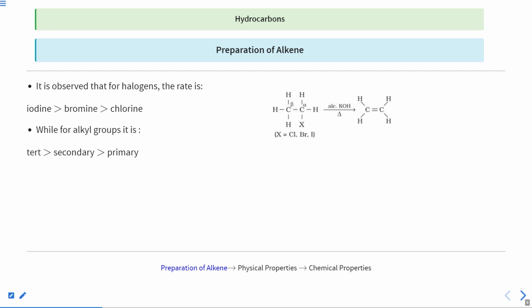For that we have to wait for some time. When we study the class 12 syllabus, you will understand why it is happening in this fashion. But for now, just keep in mind that when you are doing beta elimination, tertiary will react faster, then comes the secondary, and at last we have the primary alkyl group. Clear? Okay.